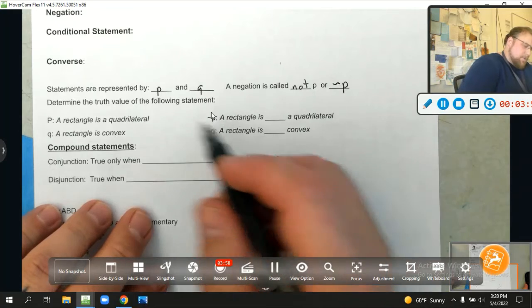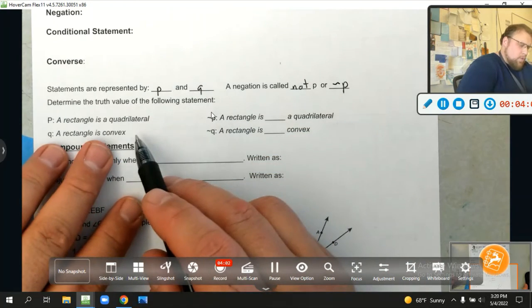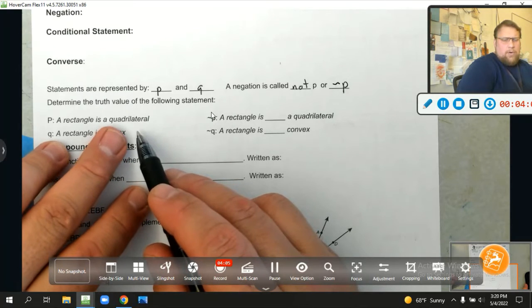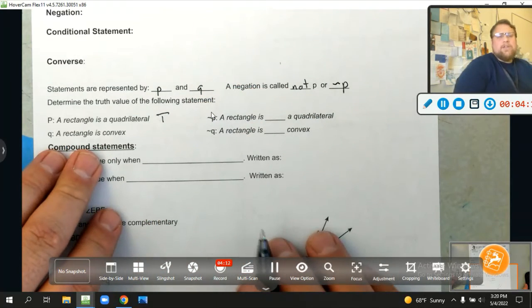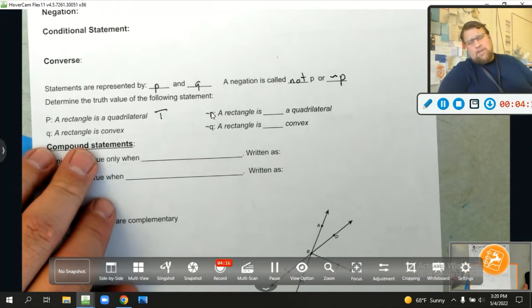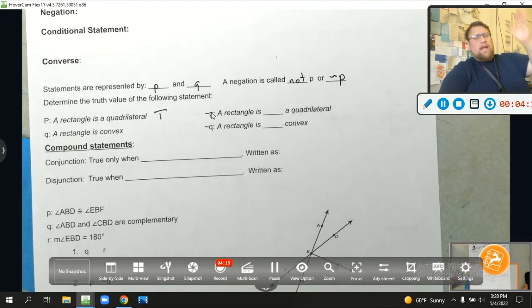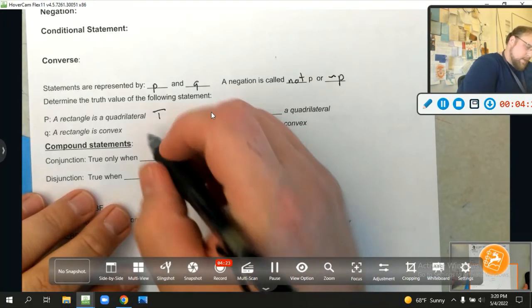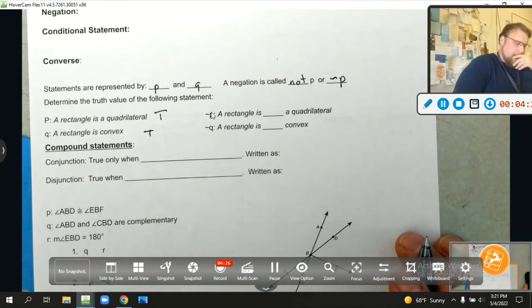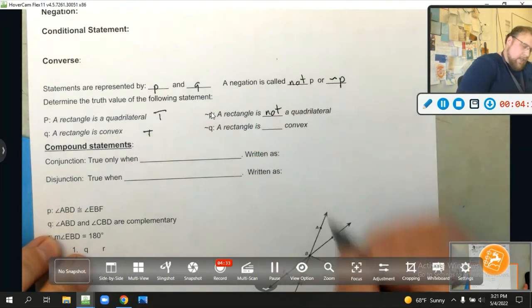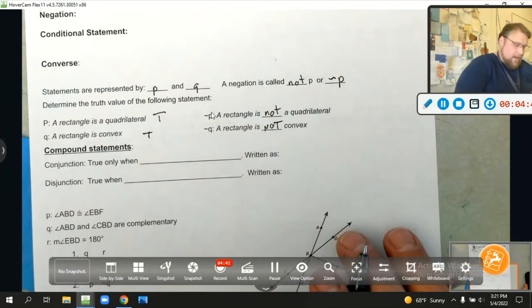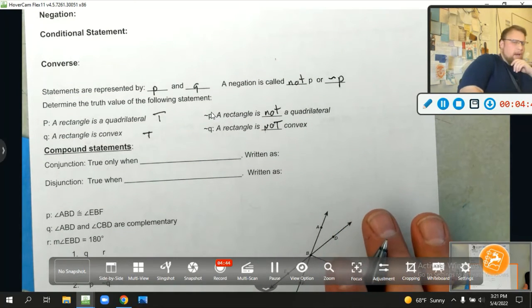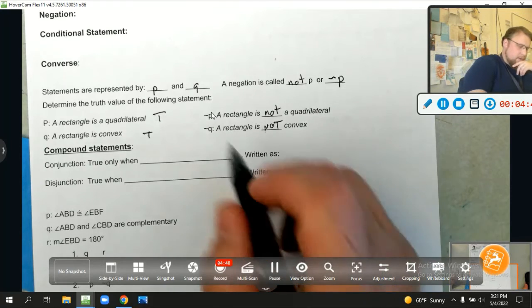Okay, so we're going to determine the truth value of the following statement. P: a rectangle is a quadrilateral. Well, a quadrilateral just means a four-sided figure. Is a rectangle a four-sided figure? Yes, it is. So this is true. Q: a rectangle is convex. Remember convex? There's concave and convex. Convex just means it's that nice straight line on the edge. So a rectangle does have that nice straight line, so this is true. Not P: a rectangle is not a quadrilateral. Not Q: a rectangle is not convex. We just go opposite when we have the negative, or the little squiggly line right there, the not.